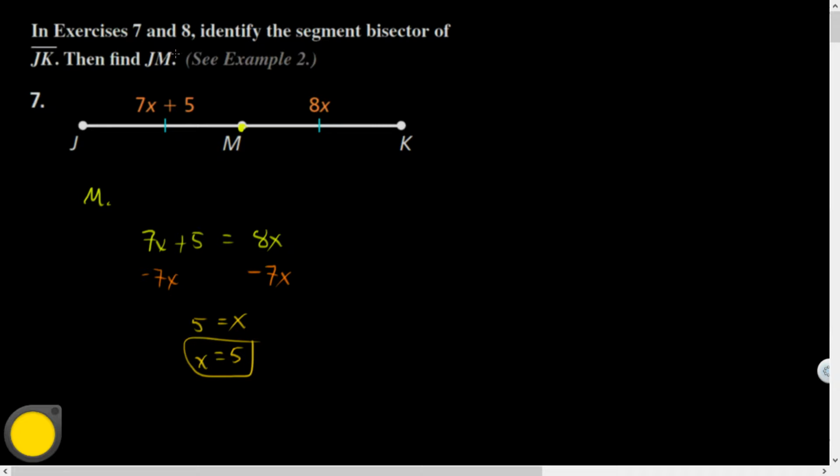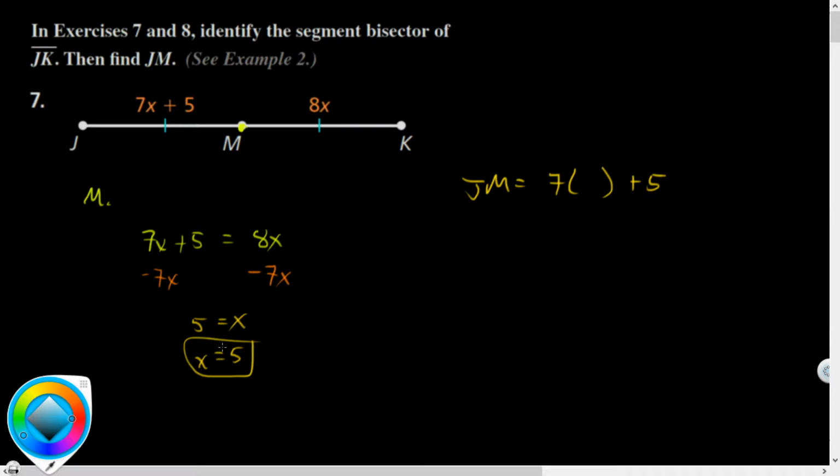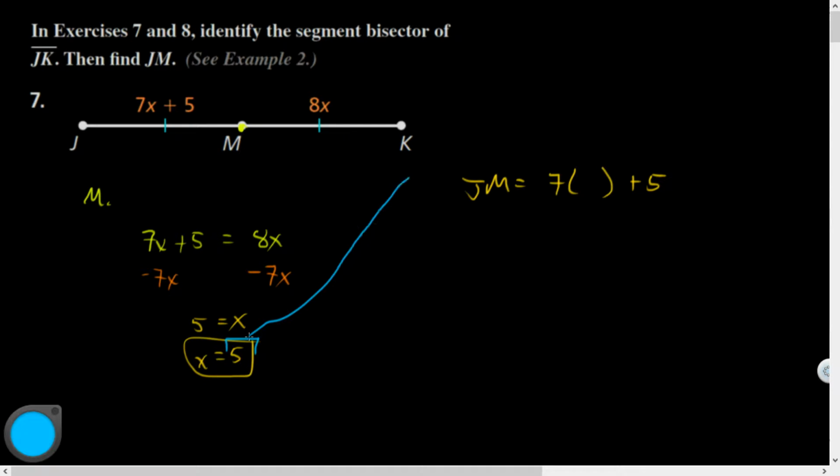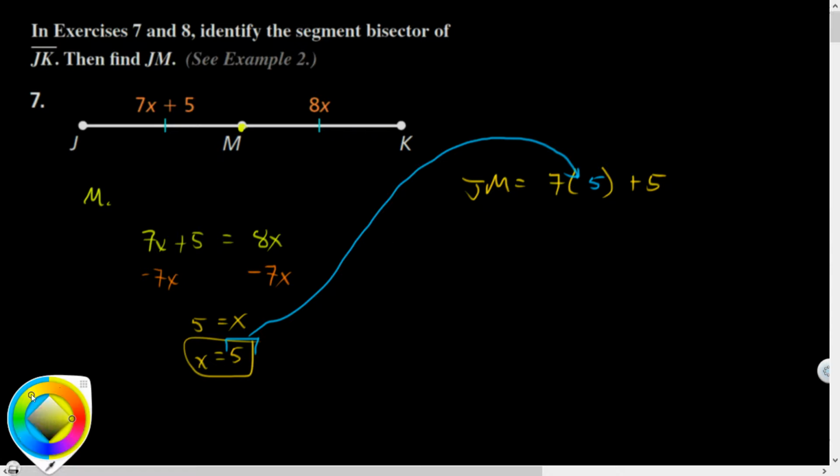Now, they didn't ask us for x, they asked us for JM, and JM is going to equal 7 times x plus 5, and instead of x, we're going to go, what? Substitution property of equality. We're going to plug that 5 right in there.